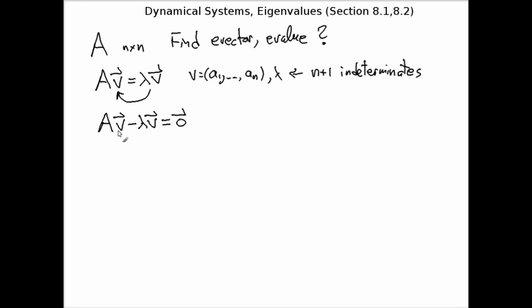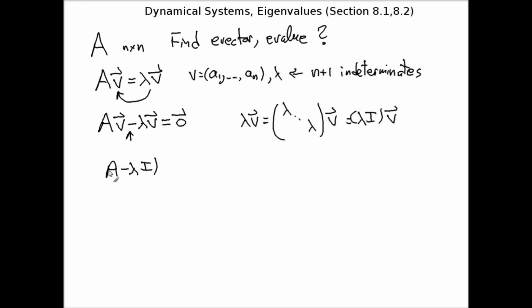And this AV minus lambda V, well, notice that lambda, the scalar lambda times V, is just the same thing as this times V, which is to say lambda times the identity matrix times V. So I can rewrite this equation as A minus lambda times the identity is supposed to take this vector to 0. So this is a crucial equation.